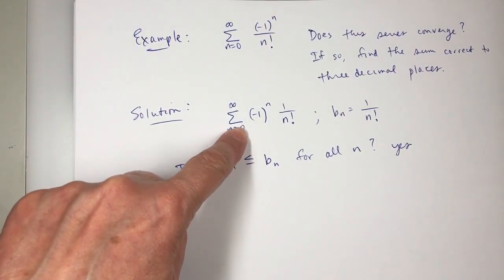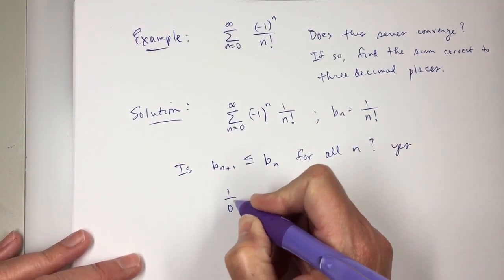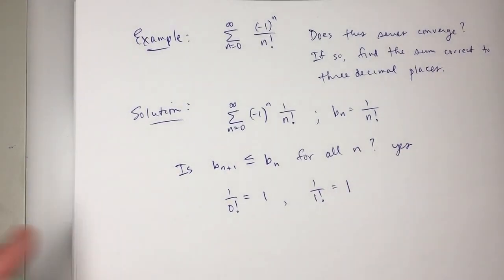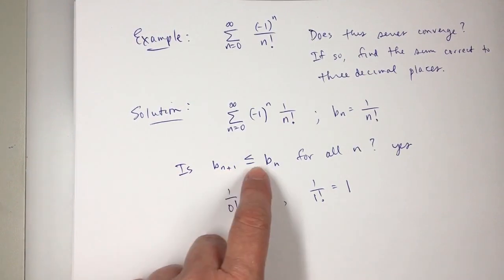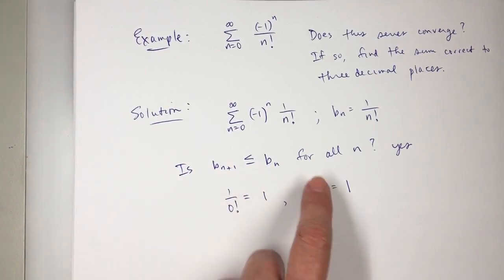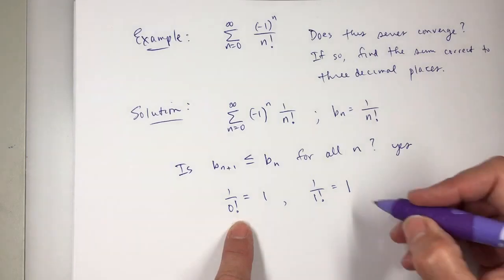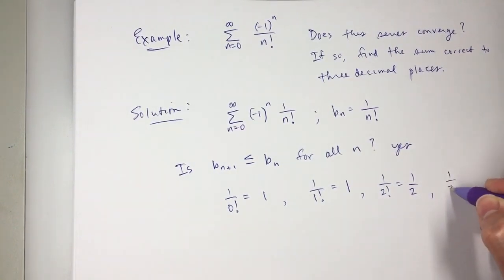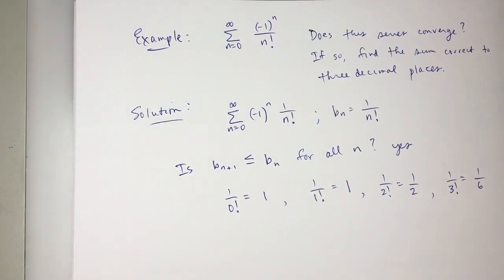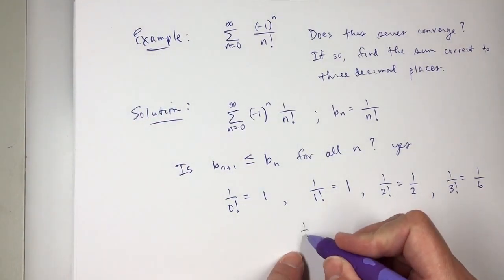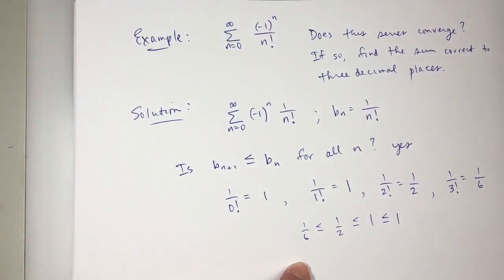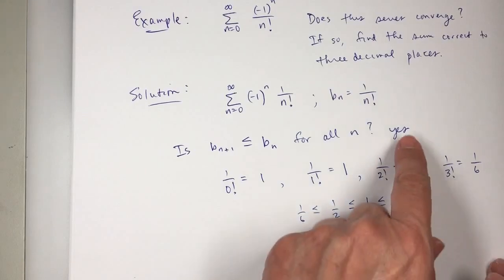Because look, this one's starting at 0. What's 1 over 0 factorial? That's 1. When n is 1, that's 1 over 1 factorial. Well, that's true still. B sub when n is 1 is smaller than or equal to when n is 0. What's 1 over 2 factorial? 1/2. What is 1 over 3 factorial? 1 over 6. So yes, 1/6 is smaller than or equal to 1/2, that's smaller than or equal to 1, and that's smaller than or equal to 1, and this is going to continue. So this is yes.